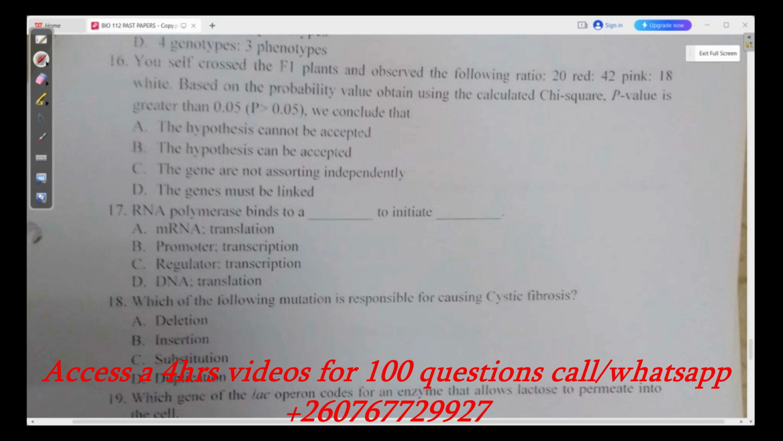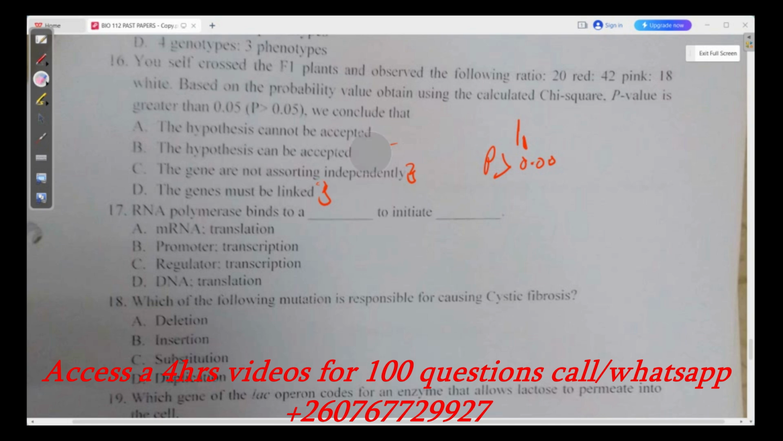Then D is saying the genes must be linked. So the genes did not link because the p-value is greater than what? 0.05. But if it's less, then it means the genes did not associate independently and also the genes linked. So the answer here is the hypothesis can be accepted. So the answer will be option B.